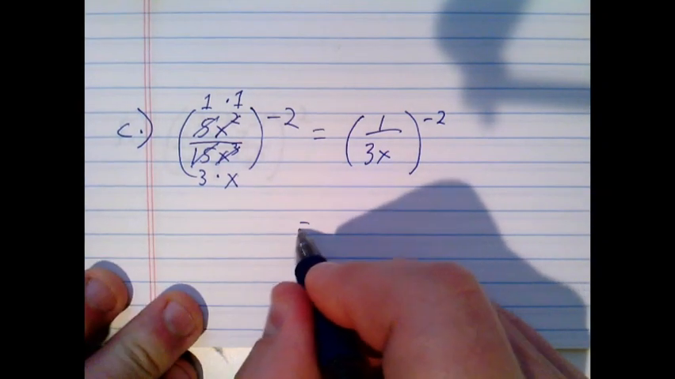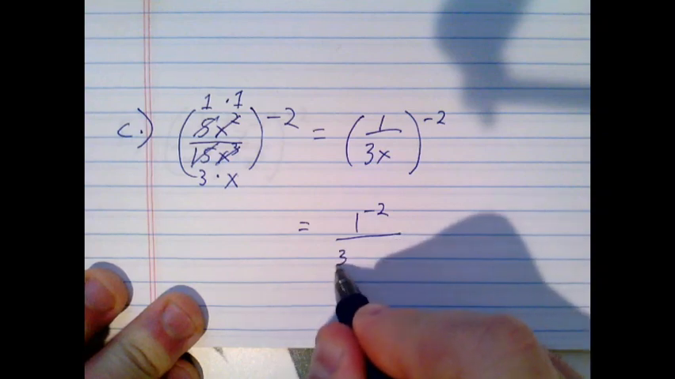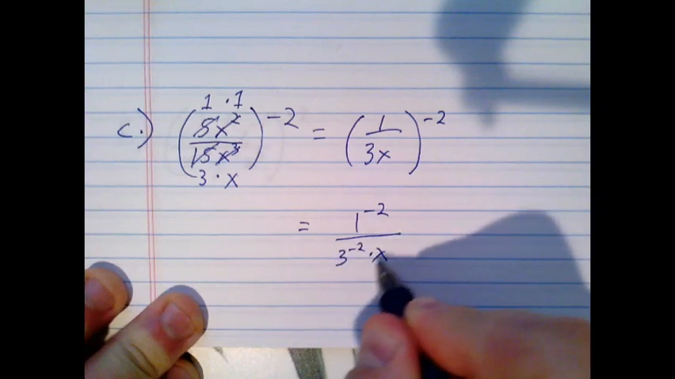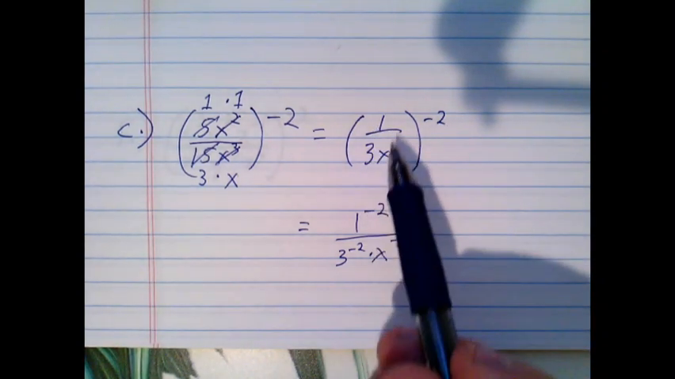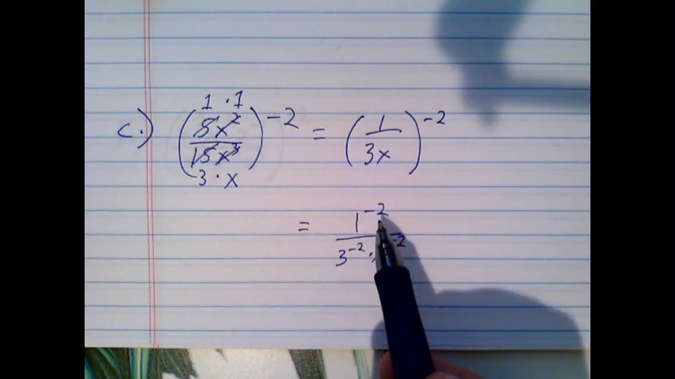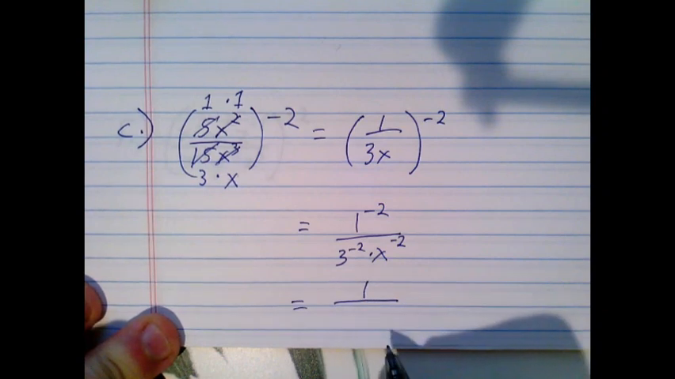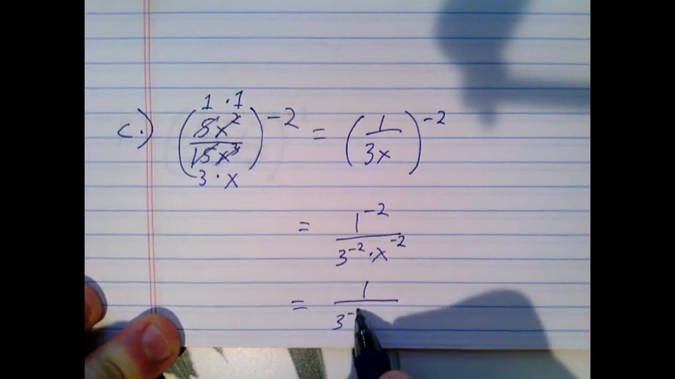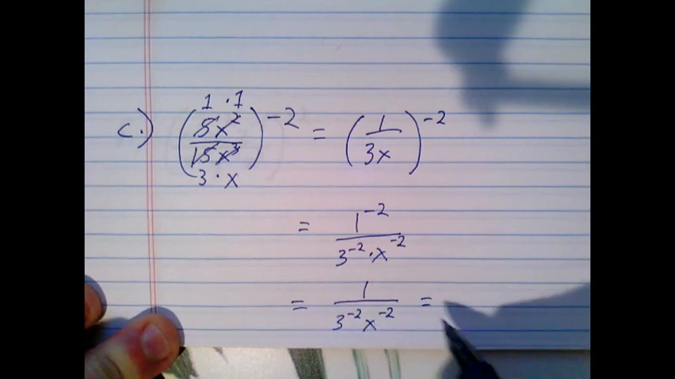Okay, now I can distribute and have 1 to the negative 2 over 3 to the negative 2 times x to the negative 2. Okay, my power can distribute through all 3 of these factors. But of course 1 raised to anything is 1. So the numerator is still 1. So I have 1 over 3 to the negative 2 times x to the negative 2.